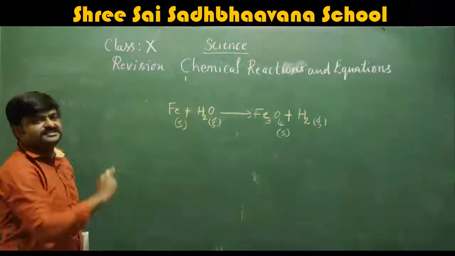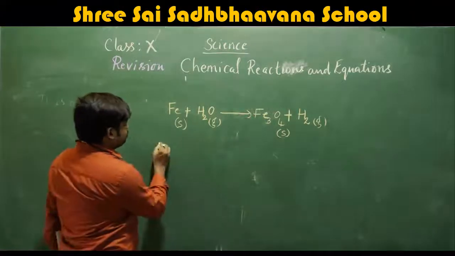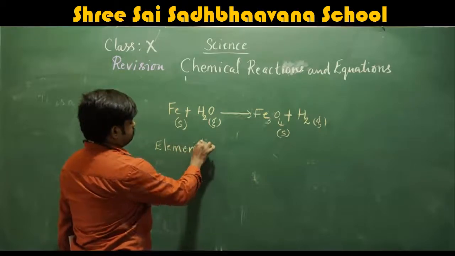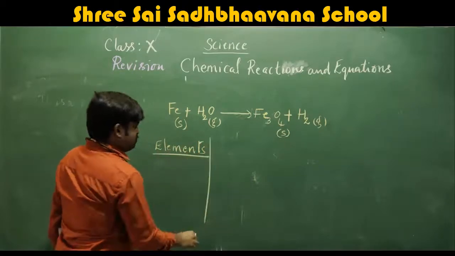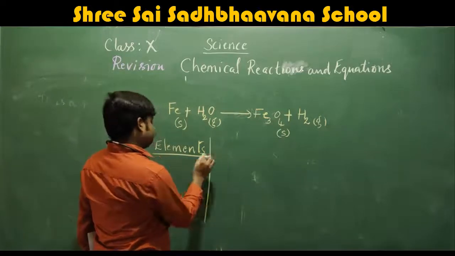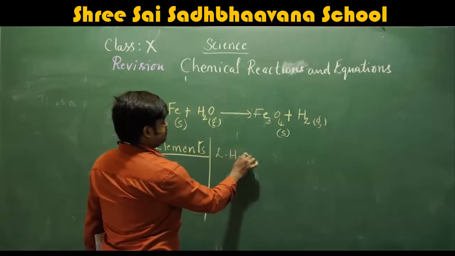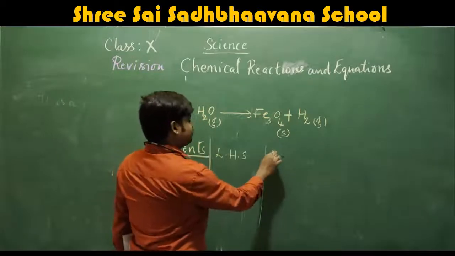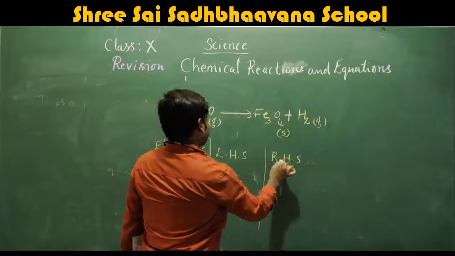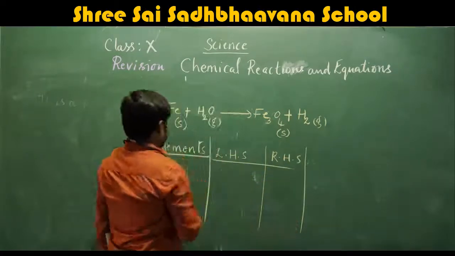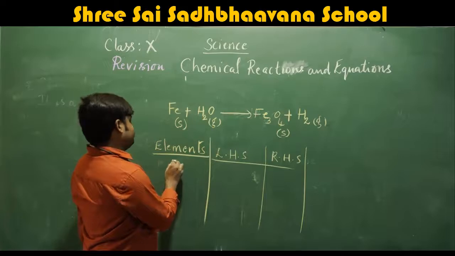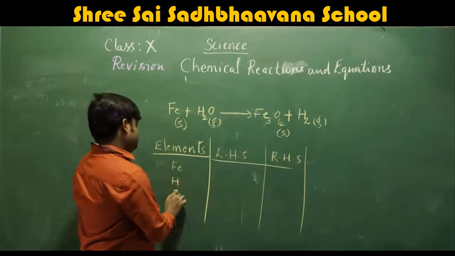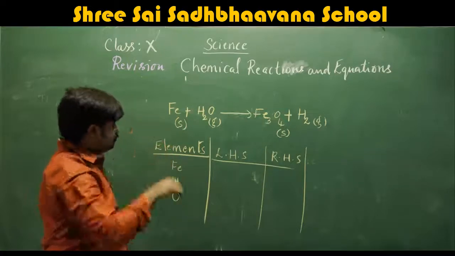Now it's our time to balance this equation. How to balance? You write the elements on the LHS, that means reactants, as I told you before, and the RHS, the products. So what are the elements? Iron, hydrogen and oxygen, isn't it?